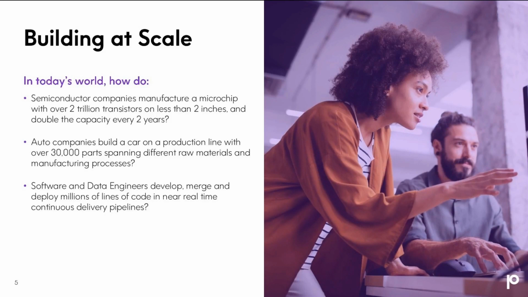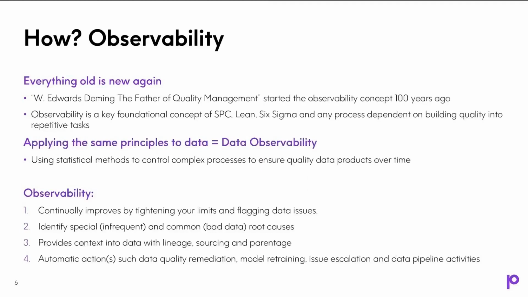So we've got software and data engineers, and they're developing, merging, and deploying millions of lines of code and near real-time continuous delivery pipelines. And it's pretty amazing what we're building today. So what do these processes and systems have in common? Data observability. What we're looking at is they all share a set of common principles based on the concept of observability.